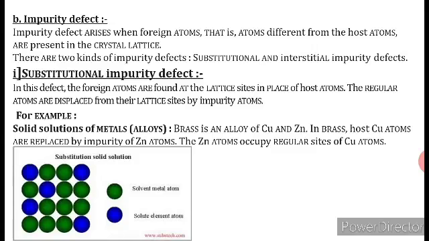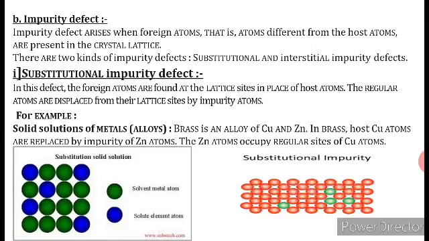Okay, in another diagram you can see over here, the red bubbles show the solvent and the green bubbles show the solute. Or you can say the original or regular metal atoms are shown by red bubbles and foreign atoms are shown by green bubbles. So this is the first substitutional impurity defect. Substitutional impurity defect, again, you can see is of two types.